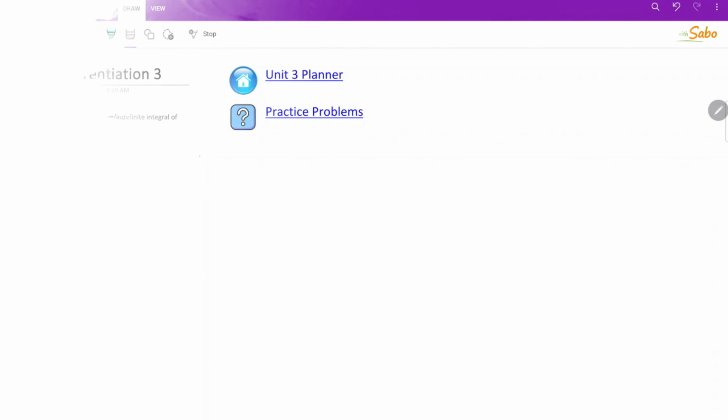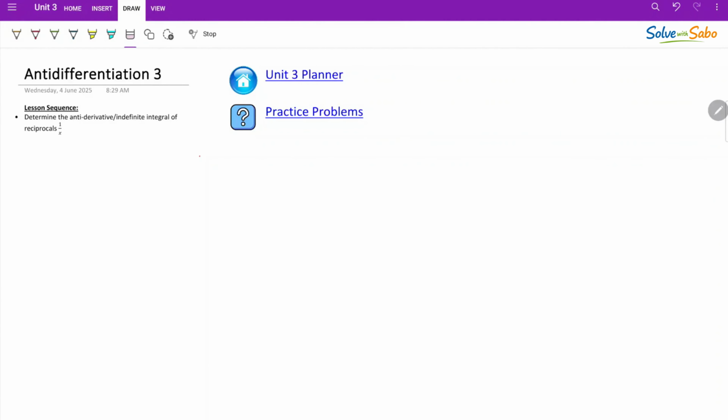In this video, we're going to have a look at anti-differentiating this special case of a reciprocal function. I'm going to start off with a common misconception, but first a common easy example: the integral of 1 over x squared dx, one of the ones from a previous lesson, from Antidifferentiation 1.